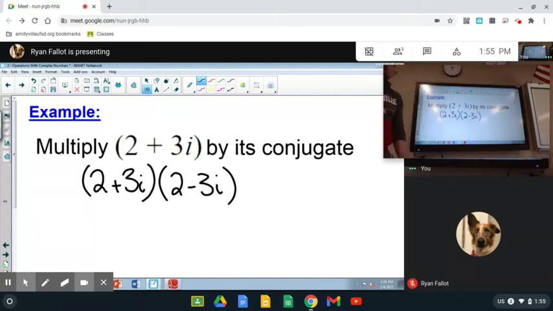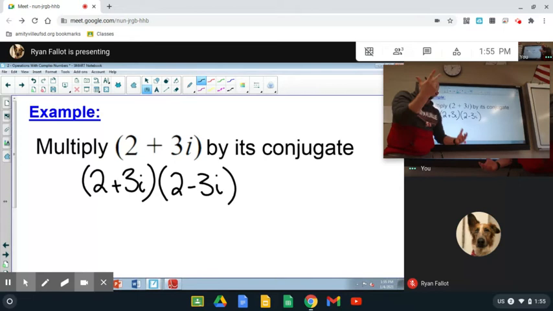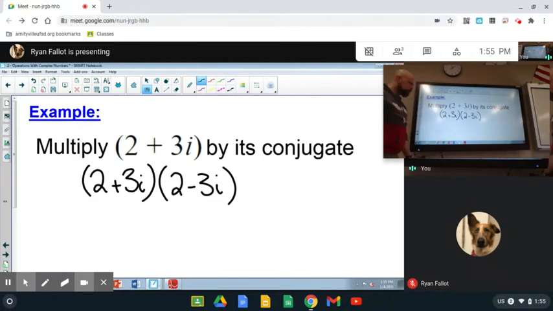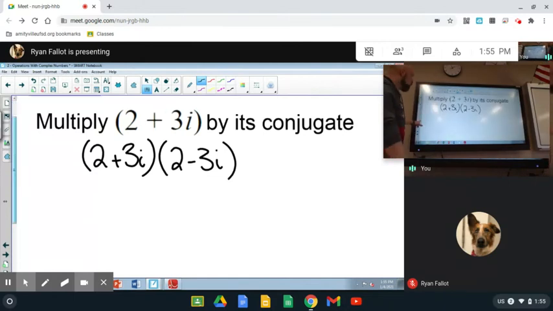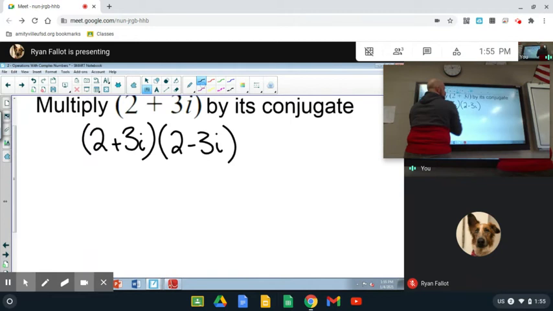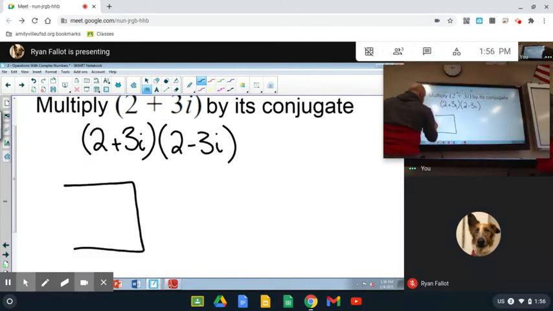So pause it. Take a minute. Multiply this. See if you can think back to when we did multiplying conjugates with radicals, and see if you can find a shortcut for this. So pause it for a second. Try it out. All right, good. So hopefully you went through this, you multiplied it out, and you saw that the same shortcut when multiplying conjugates with radicals holds true here as well.